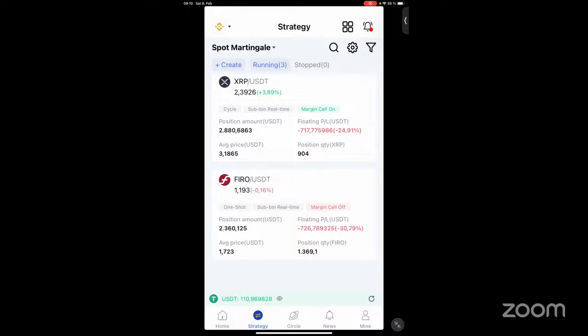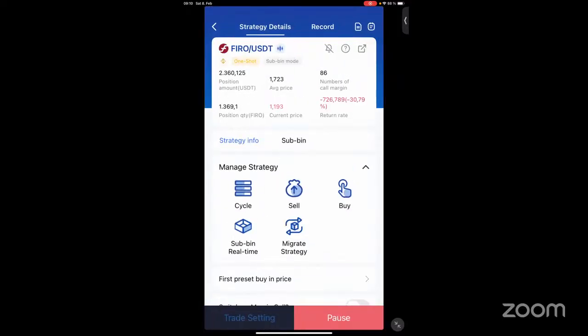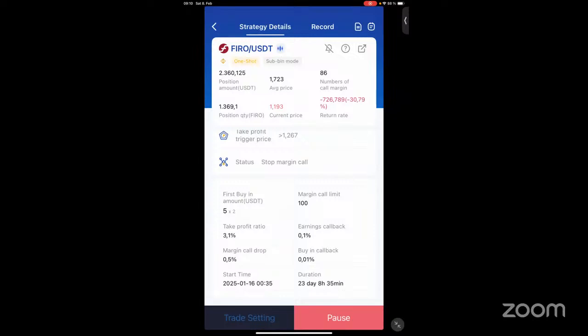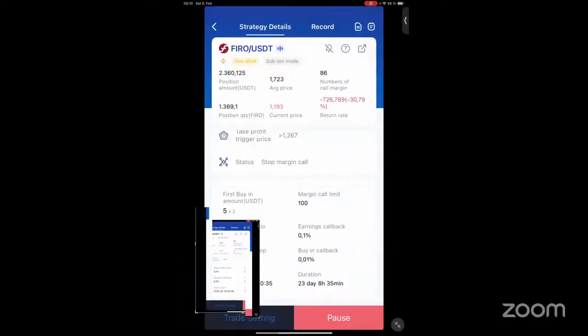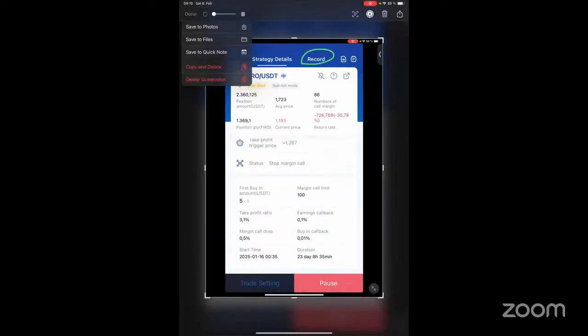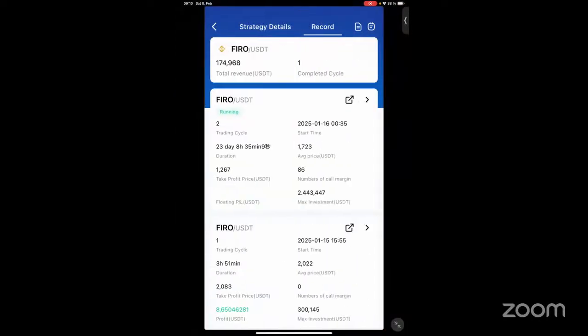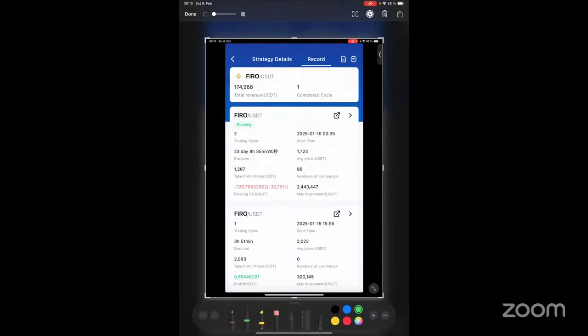All right. Now, back to the Firo again. So we've talked about everything under strategy details. Let's go to the record. What do we see over there? So under the record, as you can see, this coin has only completed one cycle, meaning it has sold off completely once before. Okay? That one, even the first cycle had a profit of 8.6.